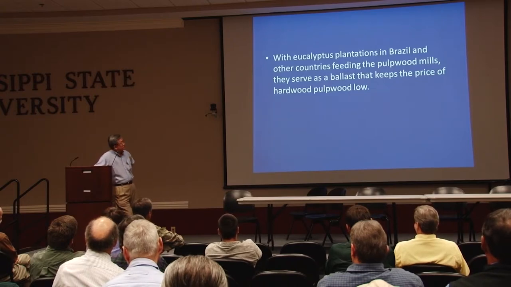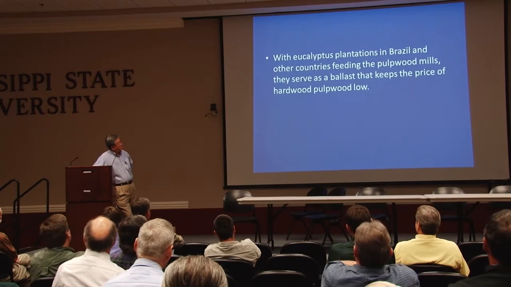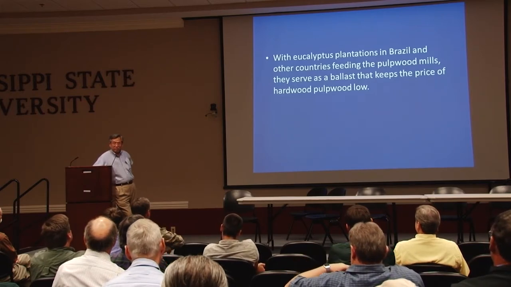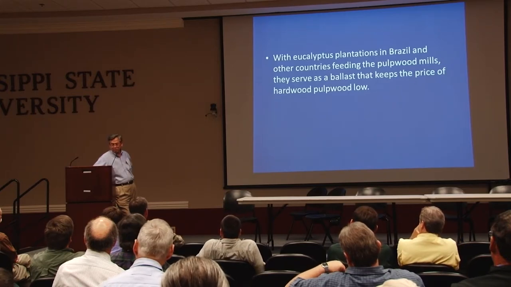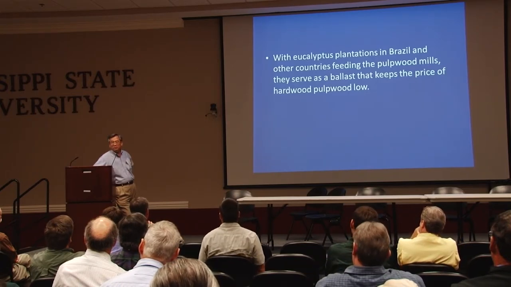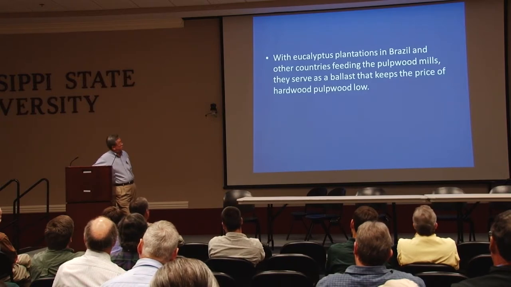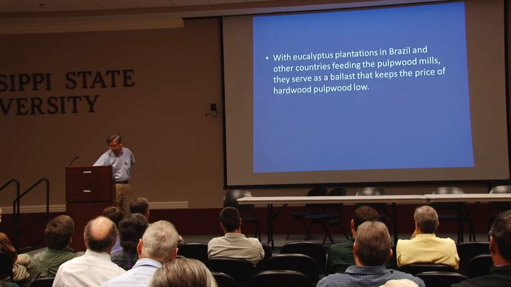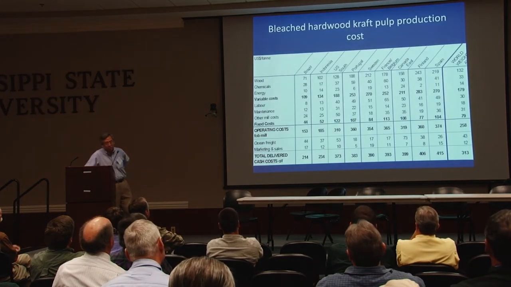Having said that, one other thing I want to point out is that eucalyptus pulpwood in Brazil is actually growing on about a 7-year cycle. That means they can produce pulpwood at a much lower price, and that drags down the pulpwood price of everybody else. Now, how low is that low? Here's the table.